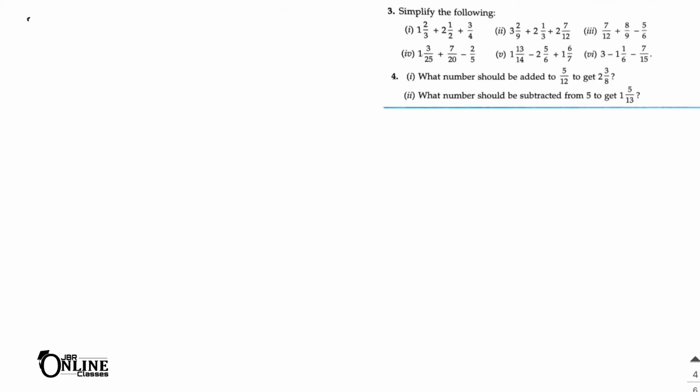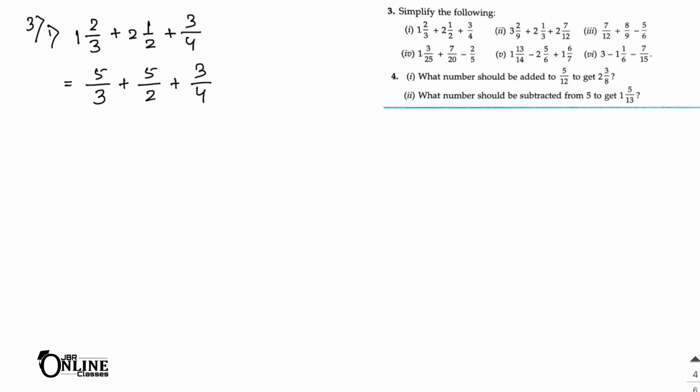Now next, sum number 3. Sum number 3, 1. Simplify the following: 1 whole 2 by 3 plus 2 whole 1 by 2 plus 3 by 4. So that one equals 5 by 3, that one equals 5 by 2, and then 3 by 4. So first you have to find out the LCM of 3, 2 and 4. So if you divide it by 2, 2 into 2 into 3, that becomes 12. So 12 is the LCM.